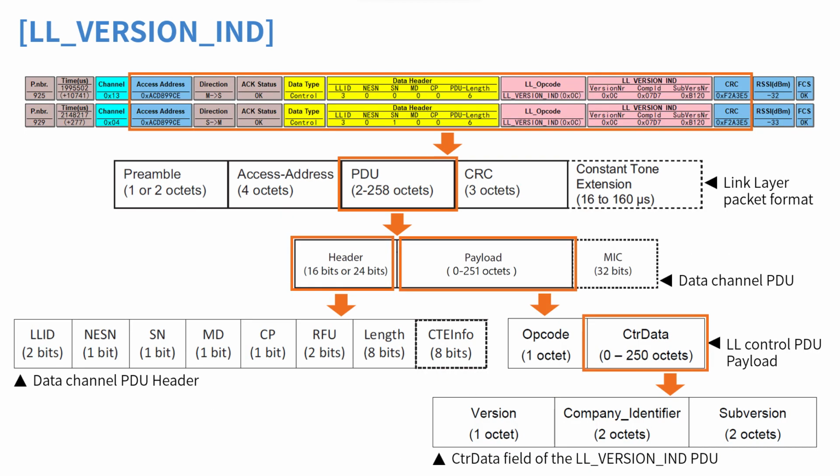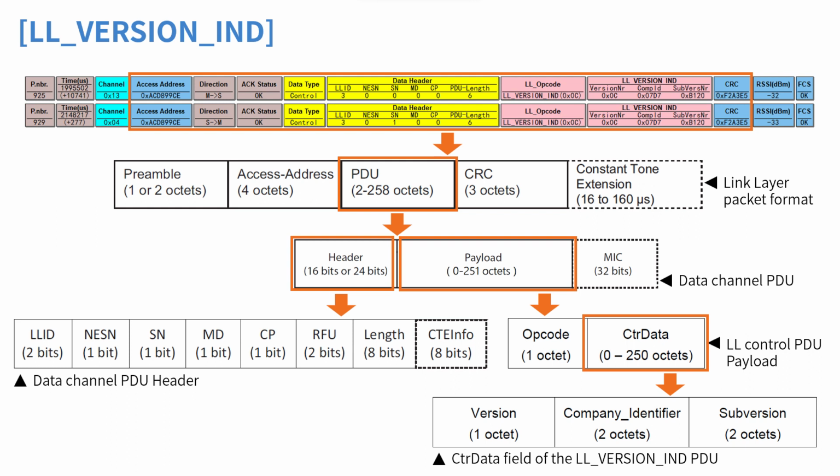This is the version indication packet sent by central and peripheral. The composition of the PDU has changed. The data physical channel PDU has a 16 or 24-bit header, a variable size payload, and an optional MIC field. The MIC field should not be included in an unencrypted link layer connection. The header consists of 8 fields.